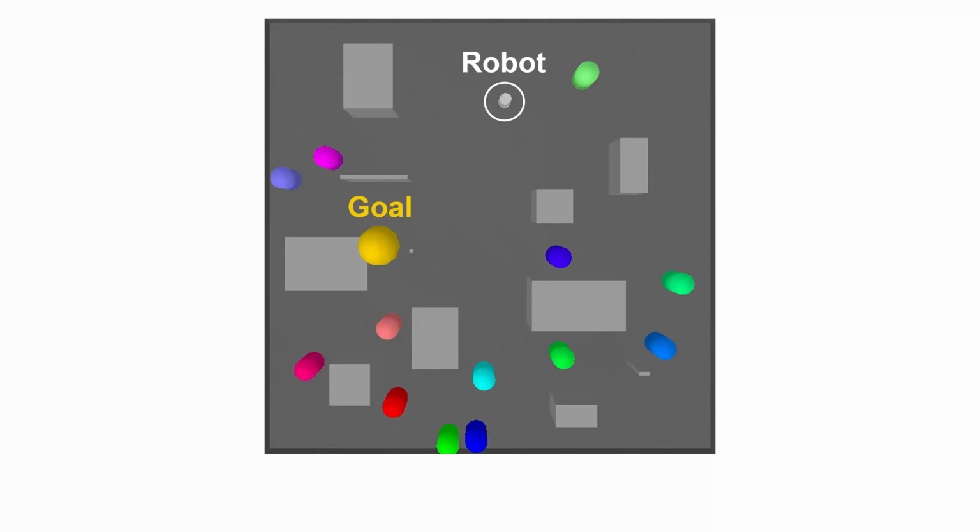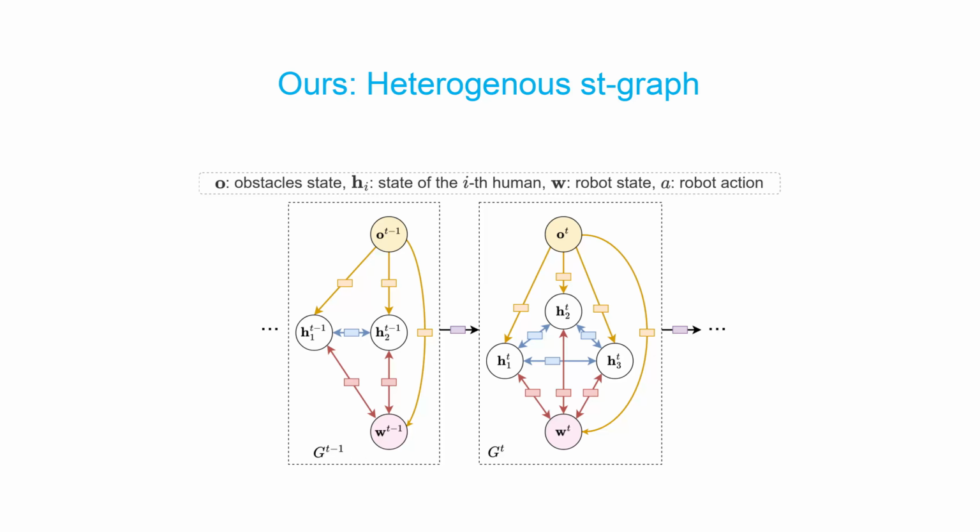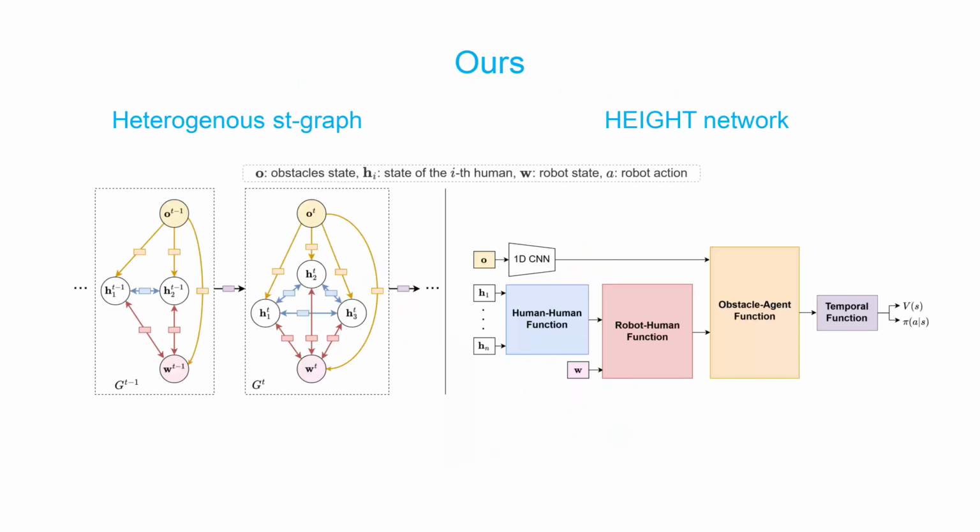When the robot encounters a denser crowd during testing, without distinguishing the interactions with humans and obstacles, the robot did not keep a larger distance from humans, which results in collision with one of the humans. In contrast, we propose a heterogeneous ST graph, where different edges represent different types of interactions. Using a different module for each type of edge, we derive the HEIT network architecture.